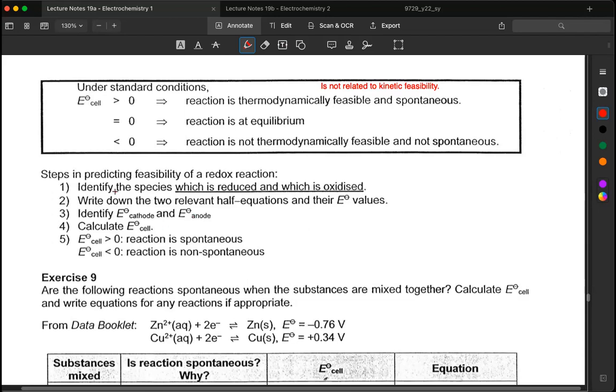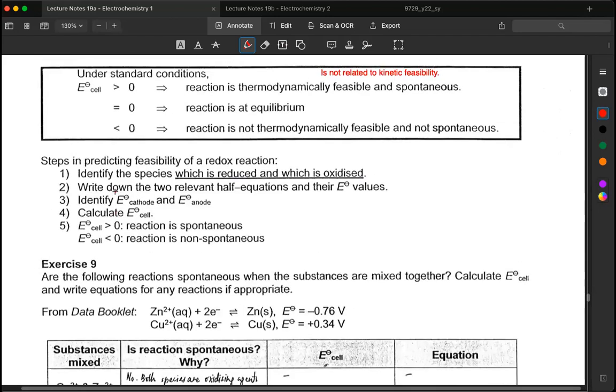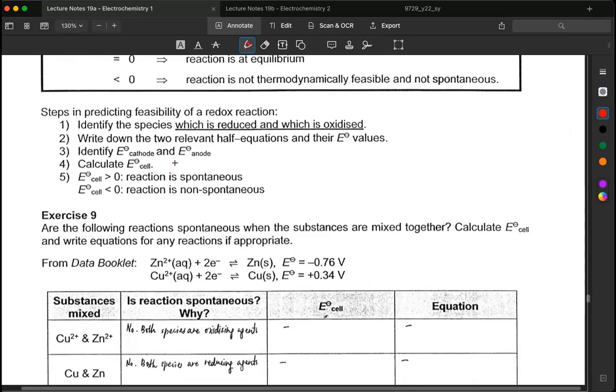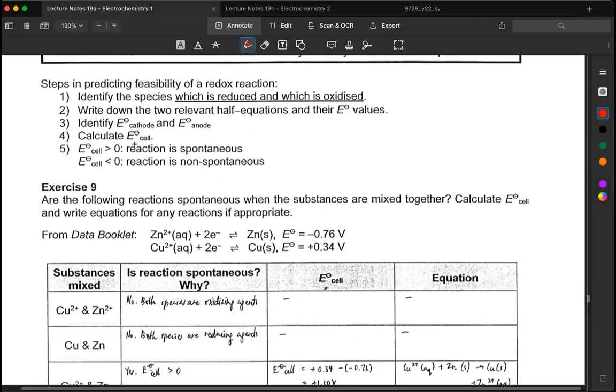So what are the steps involved? Number one, identify the species, what is reduced, what is oxidized. Write the two relevant half equations and E0 values. Identify the cathode and the anode, and calculate the electrode potential of the cell. If it's more than 0, spontaneous. Less than 0, not spontaneous.